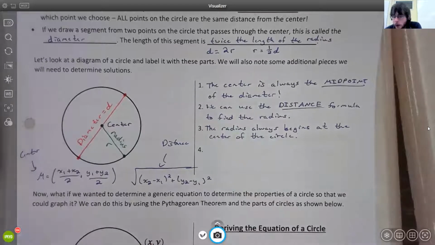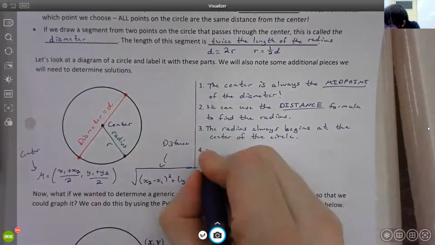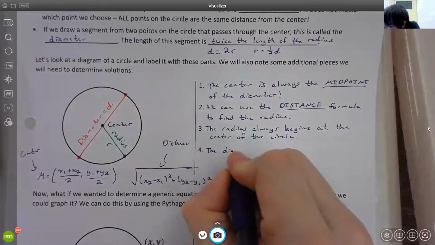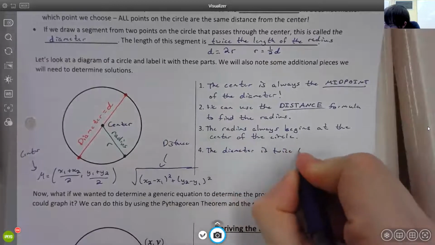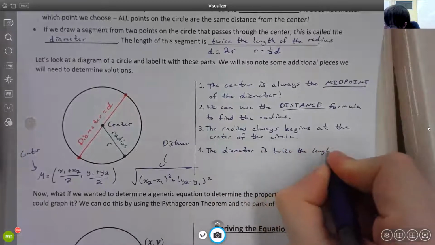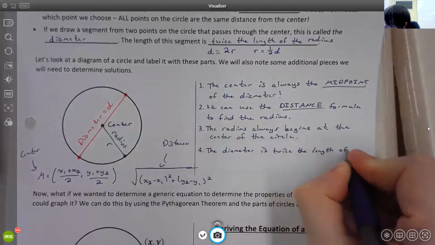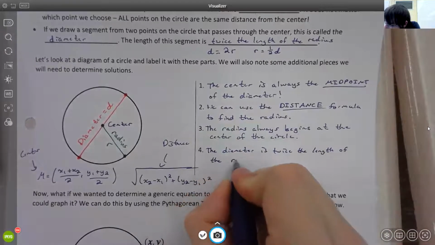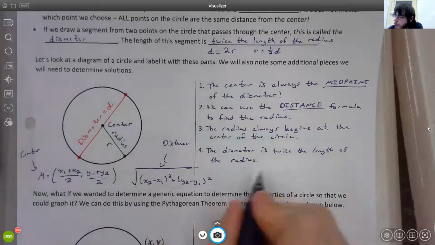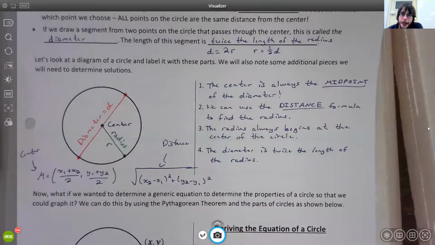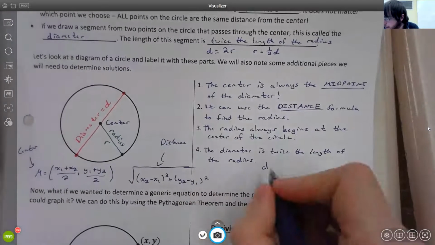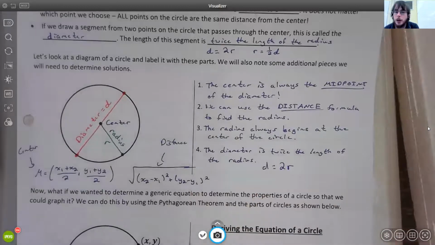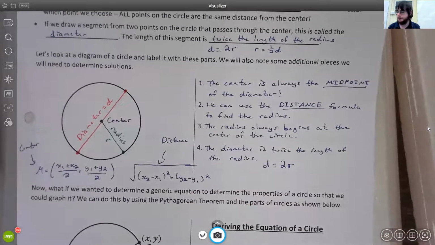And then the last one, of course, which we've already talked about, the diameter is twice the length of the radius and vice versa. Okay, the radius is half the length of the diameter. So remember, I apologize for the lights. D is equal to 2 times r, which is your radius.